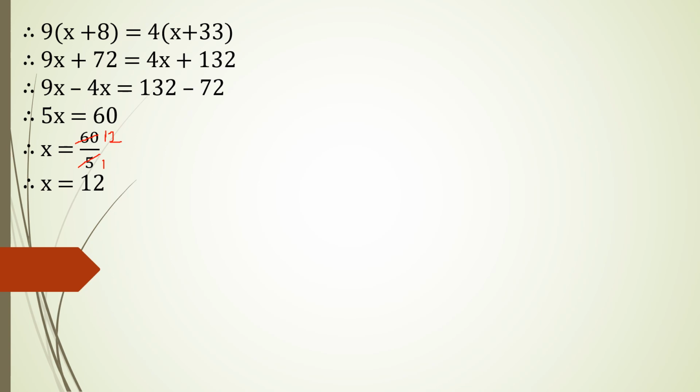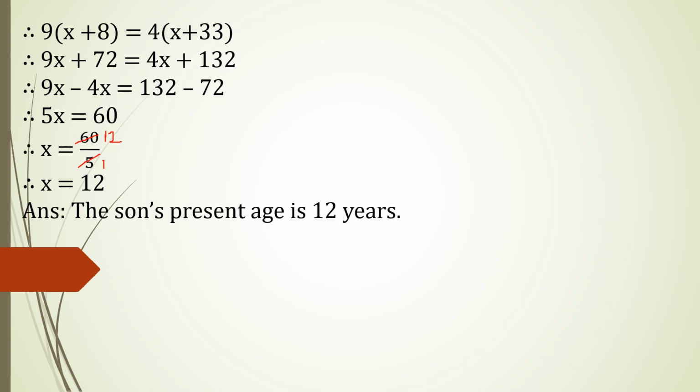Now we got the unknown variable value, x equal to 12. So we'll write down our answer. Therefore, the son's present age is 12 years. In the question, it was given to find the son's age. So, the son's present age is 12 years. Okay. Moving to the next question.